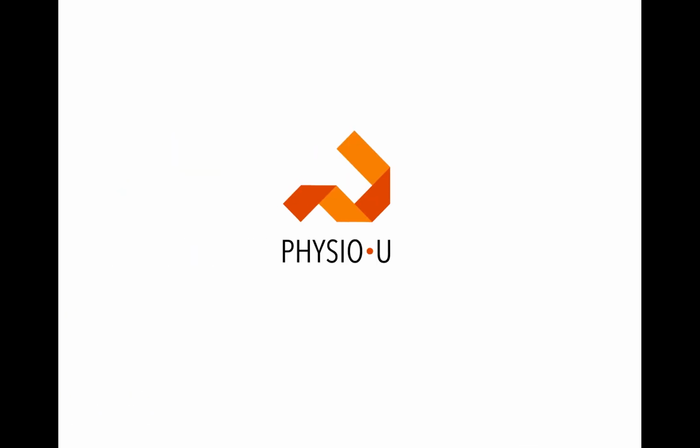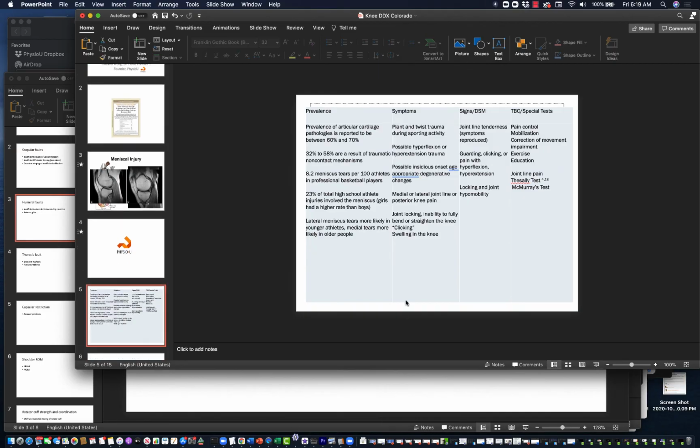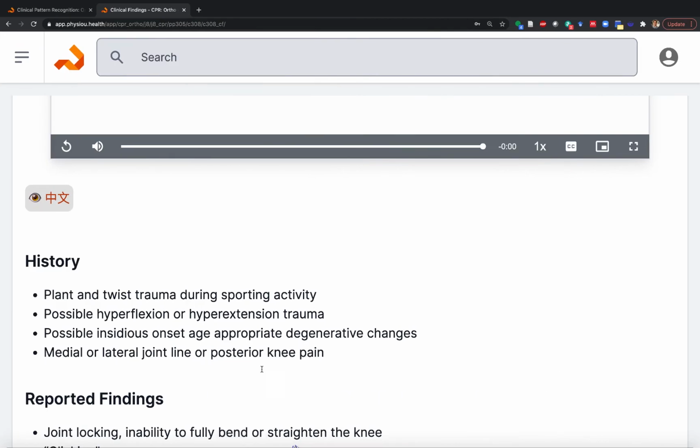If you look at the PowerPoint here, there is a table that has the summary of what we're looking at from the app. So in the prevalence, here is your summary of the prevalence. And now we're looking at the clinical findings. What are the things that the patients tell you, the history, and what are the signs and symptoms? Okay, so all of that is summarized for you. Let me take you back here.